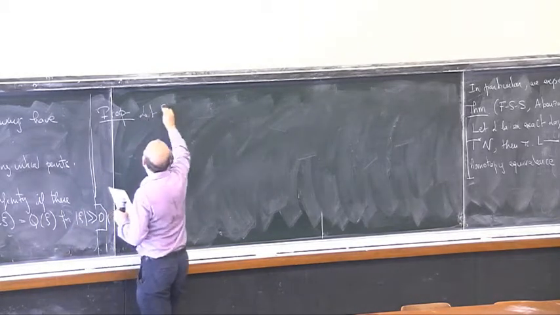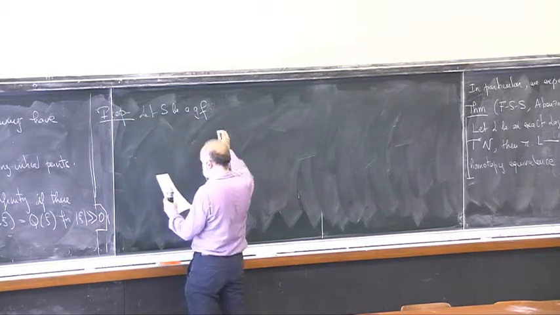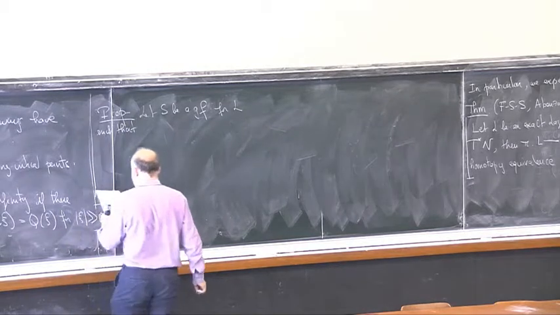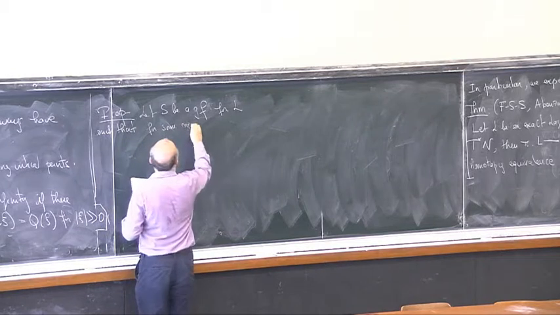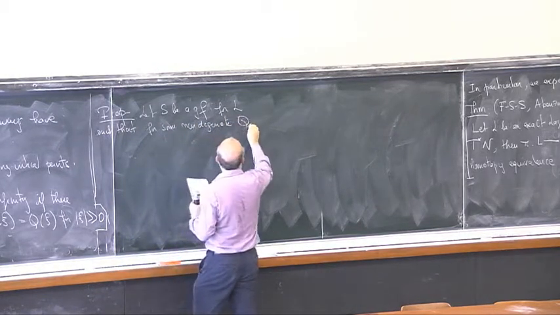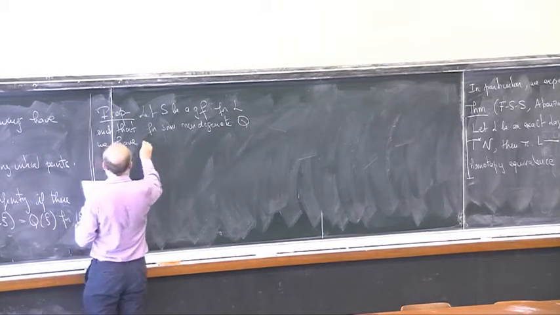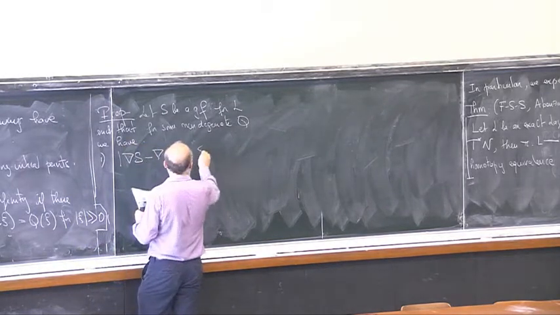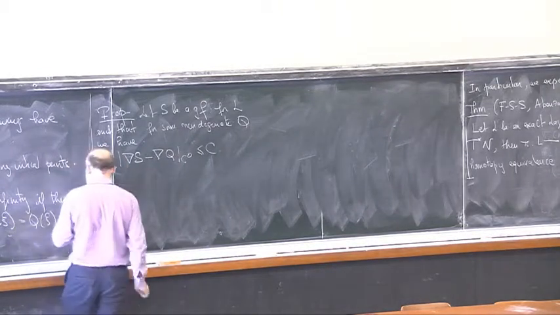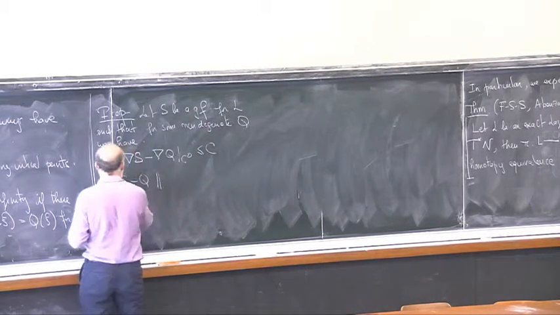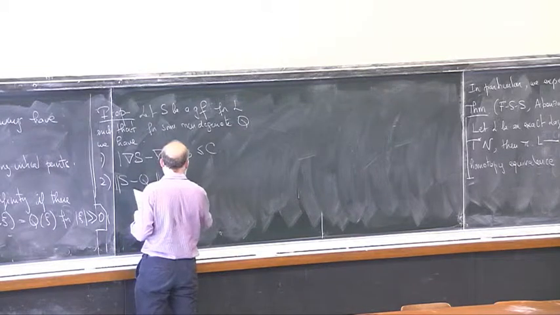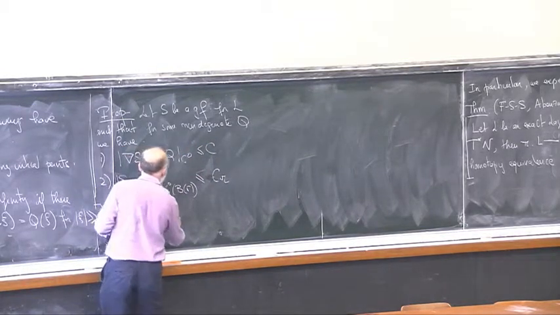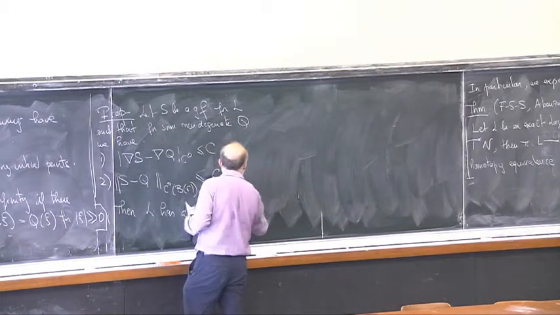So let S be a generating function for L such that for some non-degenerate quadratic form Q, we have, first, the gradient of S minus the gradient of Q in the C0 norm is bounded, and second, the sup of S minus Q over a ball of radius R grows at most linearly. Then L has a generating function quadratic at infinity, S tilde.